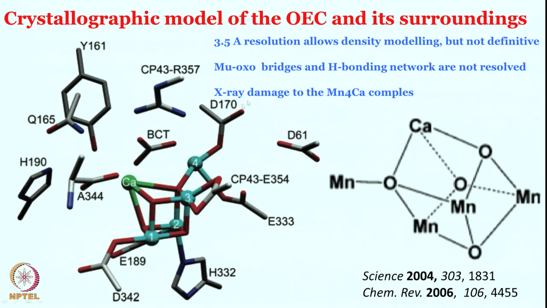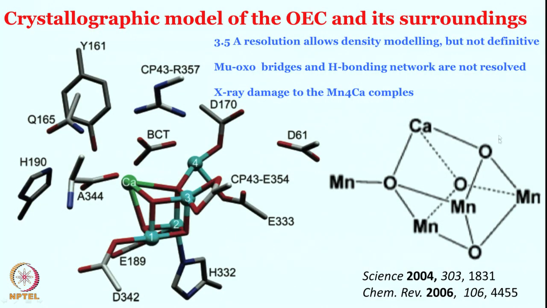The mu oxo bridges that are present over there and the hydrogen bonding network are not really well resolved, and this remains one of the most debated active sites so far. So the structure perhaps that we can move along with is this one, 1, 2, 3, 4. These are the four manganese bridged by these four oxo, and it is also shared by the calcium. These are the two references you can study, which are quite informative in any case.